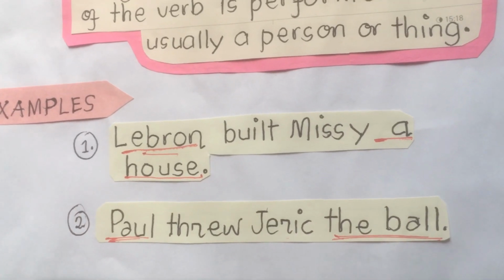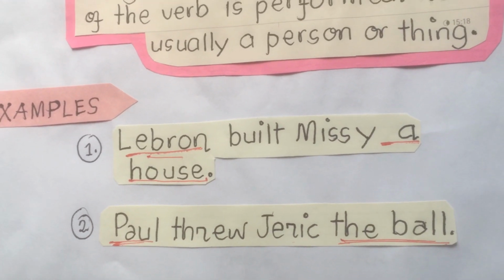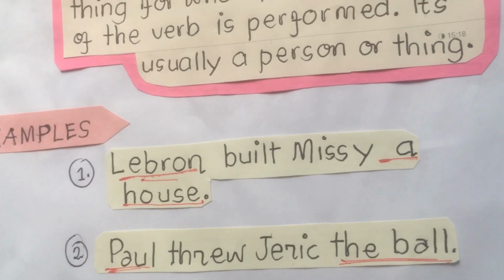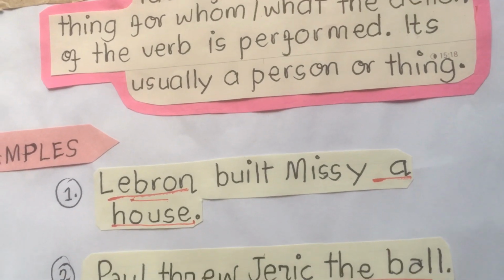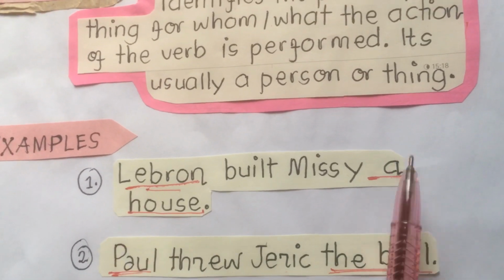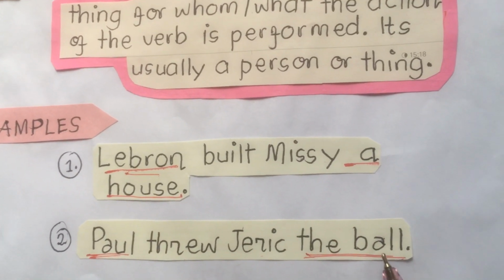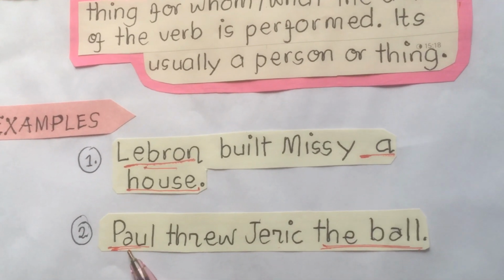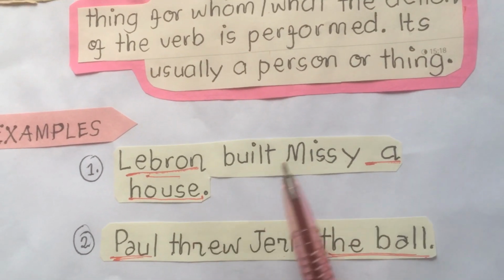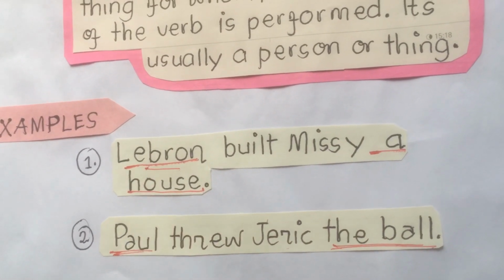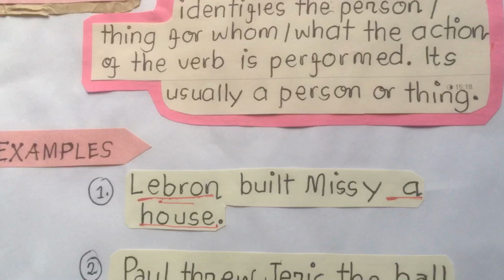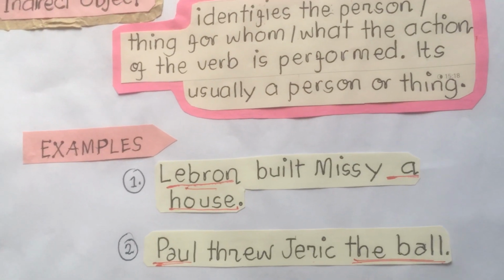That's the indirect object, which identifies the person or thing. Those are our examples for indirect objects, one and two. Number one is referring to a house, number two is referring to the ball. Who threw Jerick is answerable by Paul. Who built Missy a house is answerable by LeBron. That's the indirect object, guys, in distinguishing the following examples.